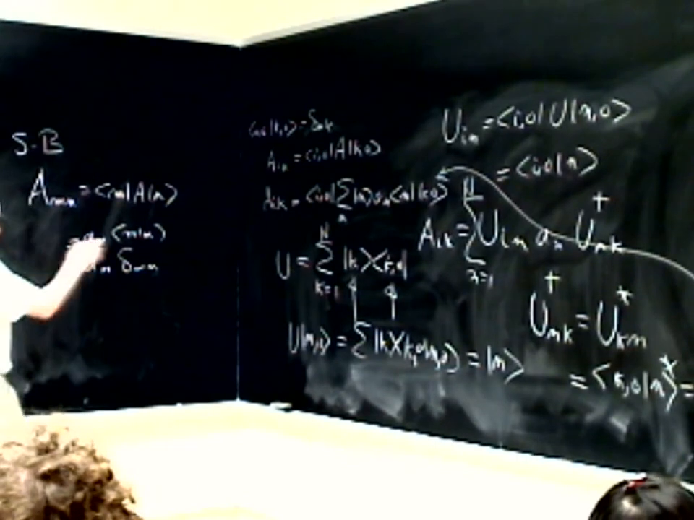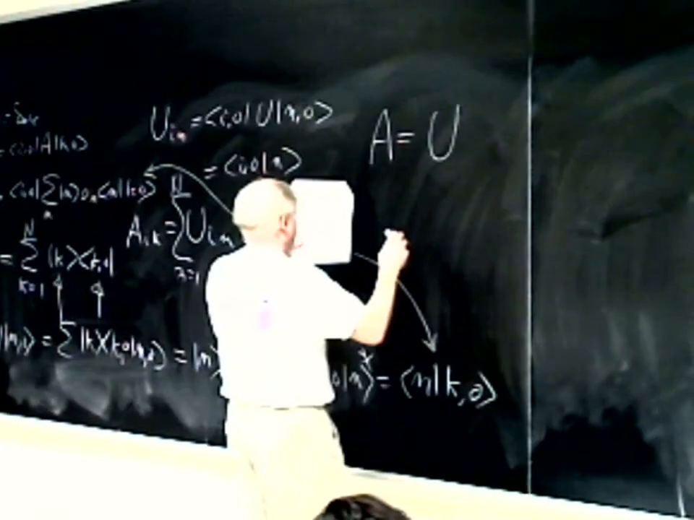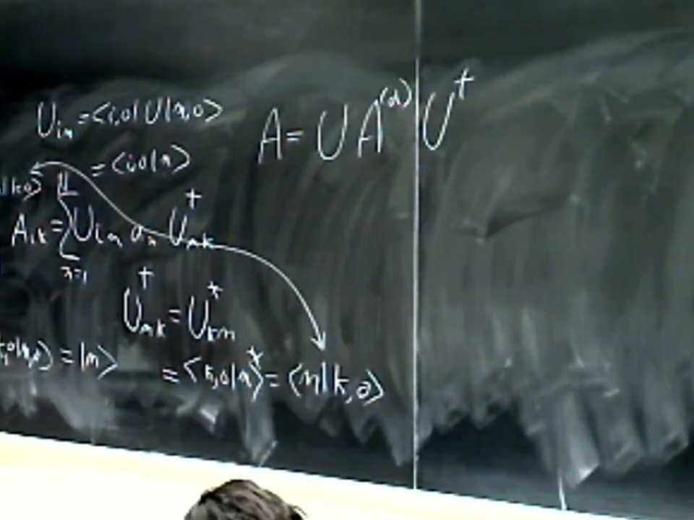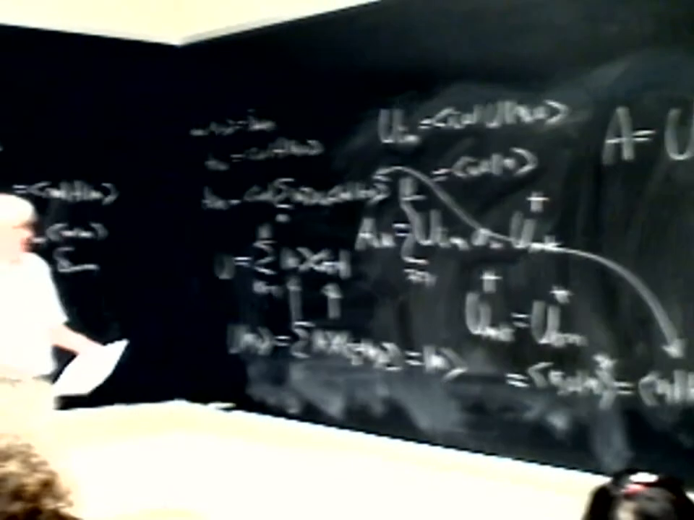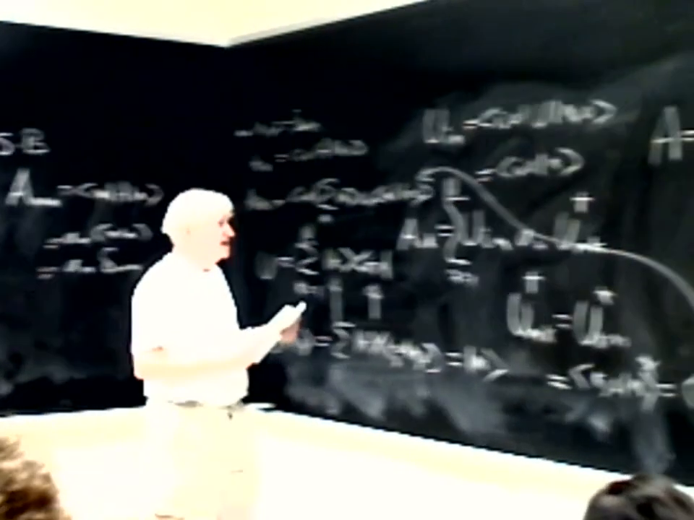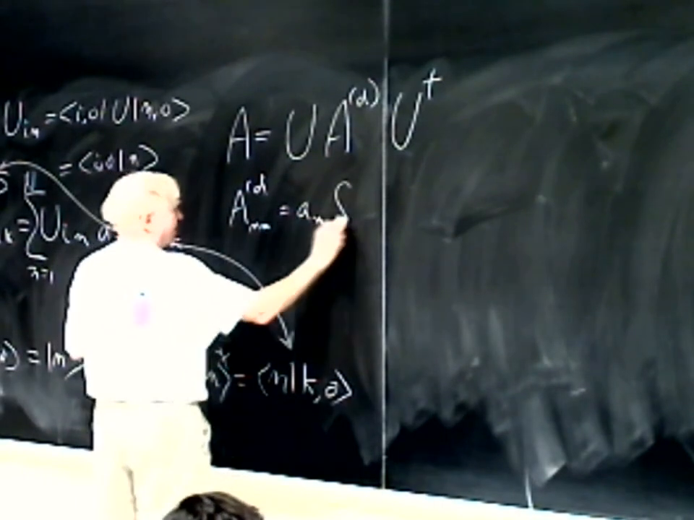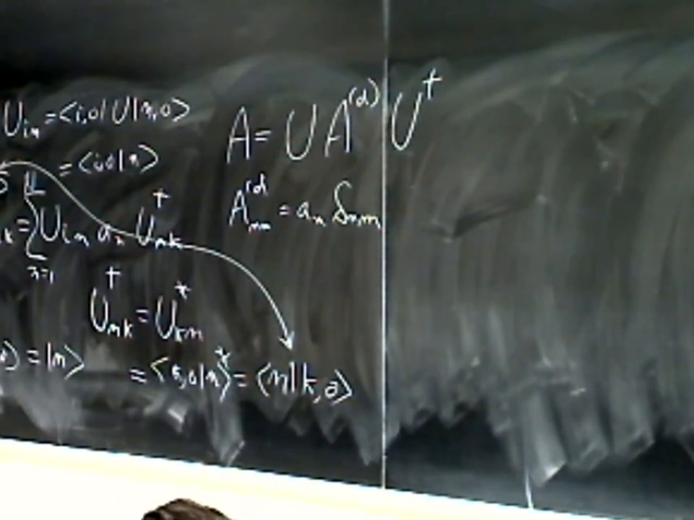Okay? All right, so this equation here can be written in matrix notation as A is equal to U A diagonal U adjoint. And in fact, in terms of the matrices that represent these linear operators, this is the matrix A, and A diagonal has entries nm is A_n delta_nm. Okay, who's done? Any questions about that? Anyway, these are the sort of tricks that one uses all the time in quantum mechanics.